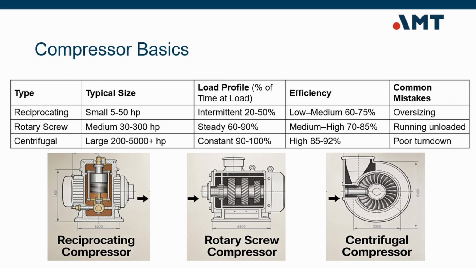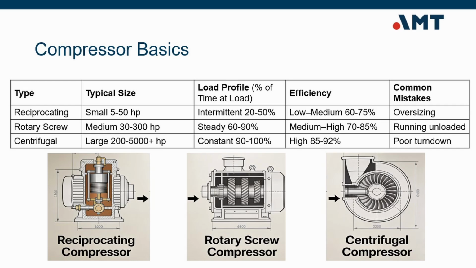In the center is a rotary screw compressor. This is the most common type found in industrial facilities. It uses two intermeshing rotors to compress air continuously. Rotary screw compressors are well suited for steady, ongoing demand and are typically used in the majority of manufacturing plants.